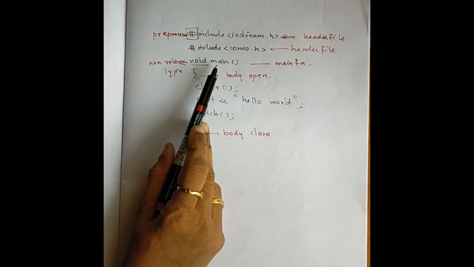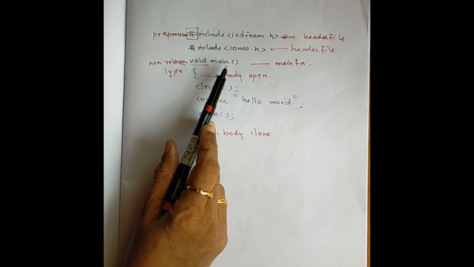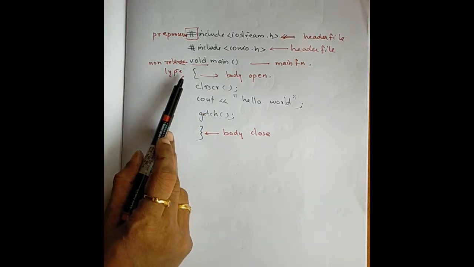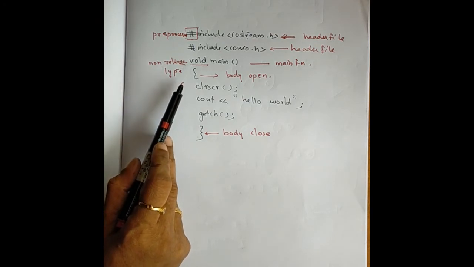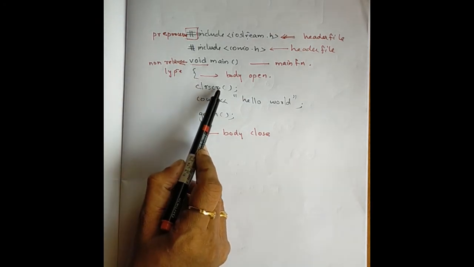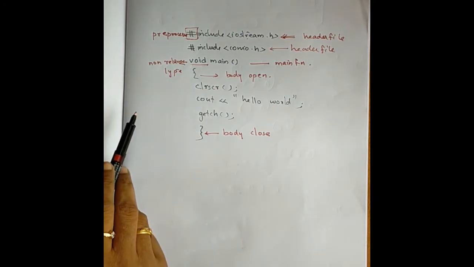Okay, the next is main. It is the function which is called the entry point of any program. The execution of any program starts from the main function. If in a program there is only one function, then it should be the main function.